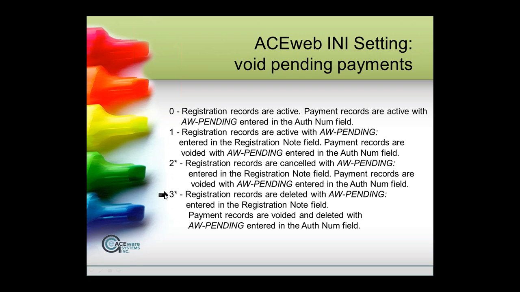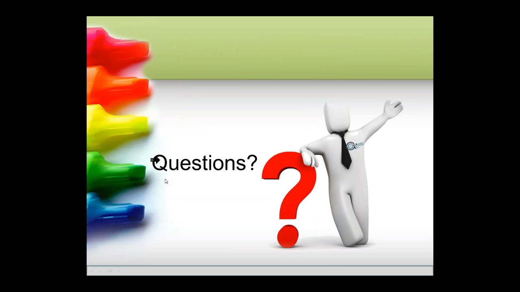And then the final one here is you delete everything. In other words, you don't even want to worry about tracking that down. I would think that you'd want to do one or two so that you could identify these students and find out if there was a problem with the payment or the credit card, because you don't want to lose the registration.